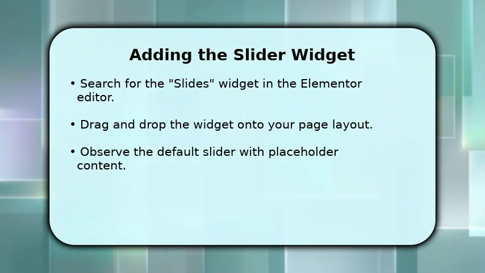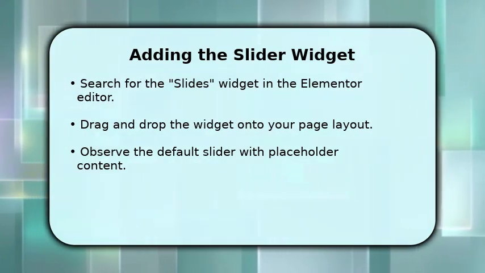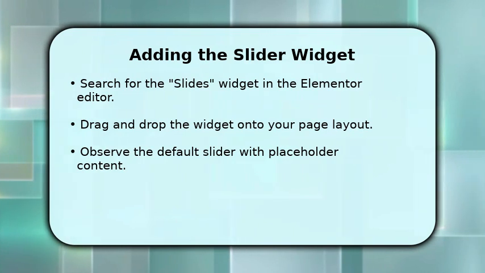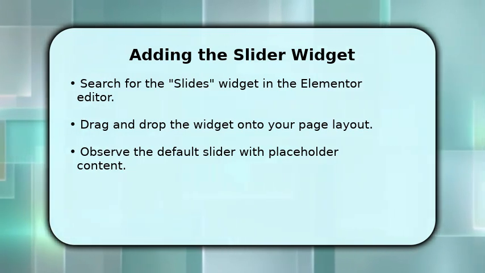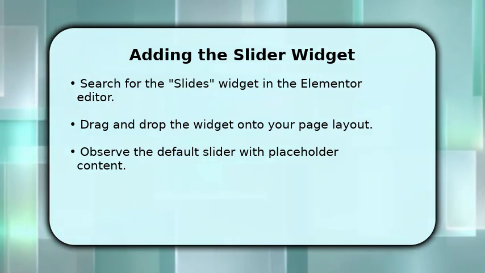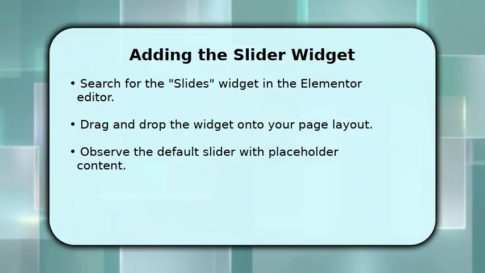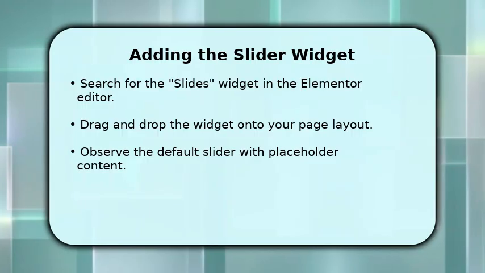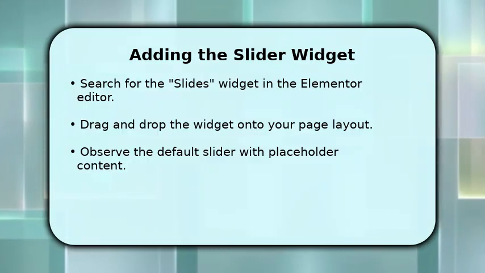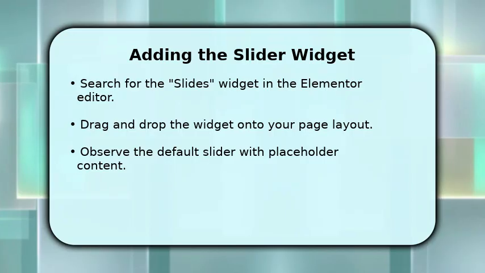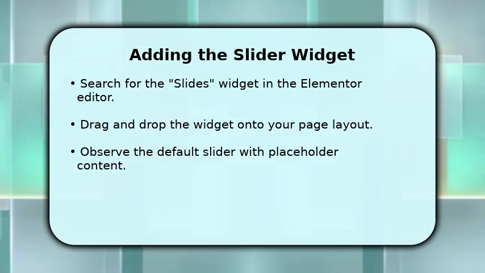Now that you're in the Elementor editor, locate the Slides widget in the left-hand panel. Simply drag and drop this widget directly onto your page where you want the slider to appear. You'll immediately see a basic slider with some placeholder content. This is your starting point for customization, making it super easy to visualize your progress.